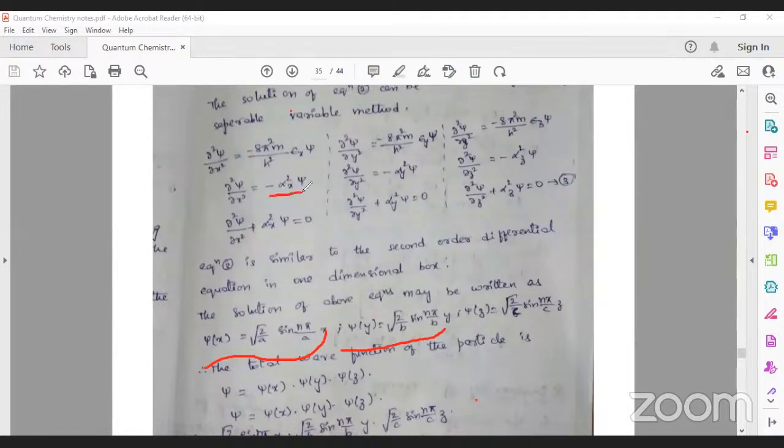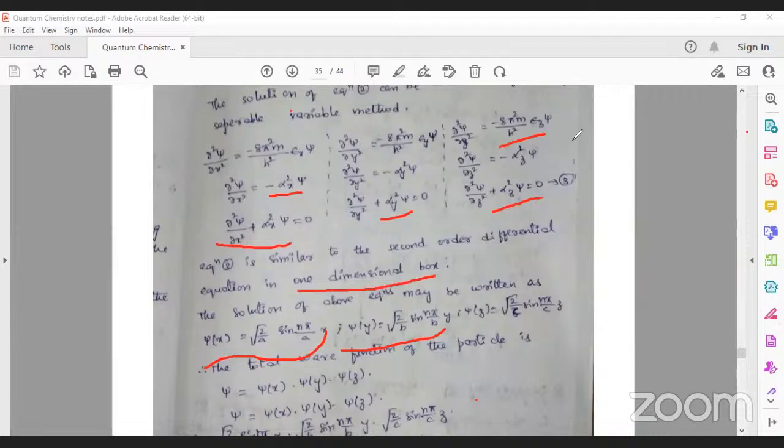This all should be considered as alpha square, alpha x square. Then this is the second order differential equation, and this is called alpha y square. This is one more second order differential equation, and this is called alpha z square. This is called one more second order differential equation. These are all second order differential equations which are similar to the particle in a one-dimensional box.